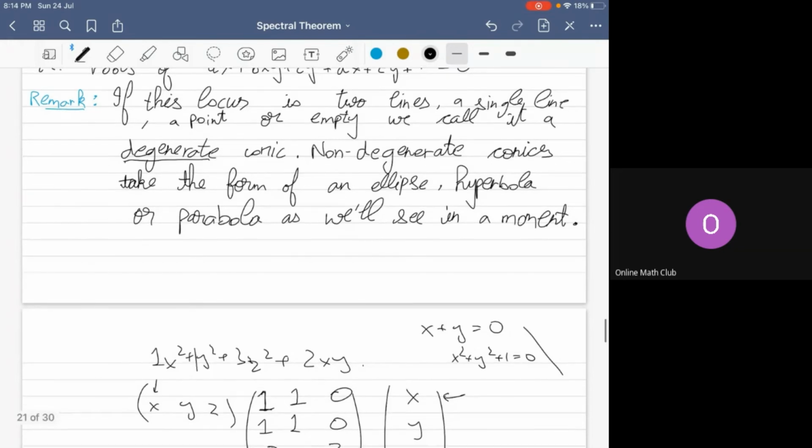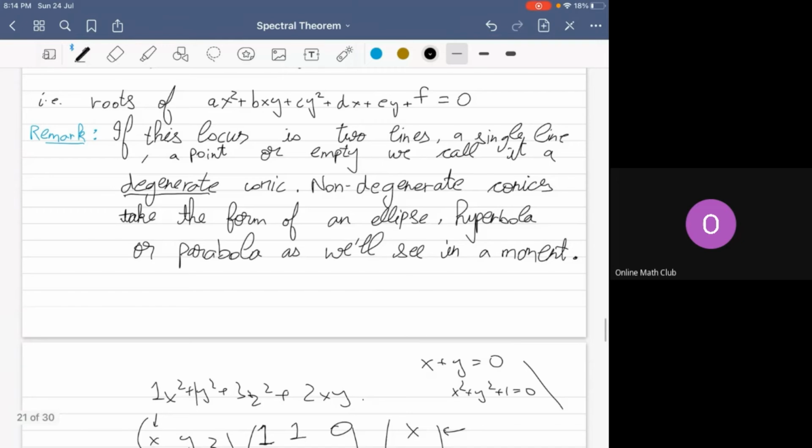So we would call it degenerate whenever this locus is 2 lines, a single line, a point, or empty, and otherwise we call it non-degenerate. And as we'll see, we can classify non-degenerate conics in a nice way.